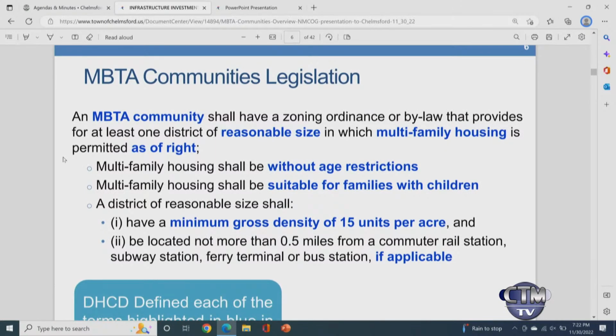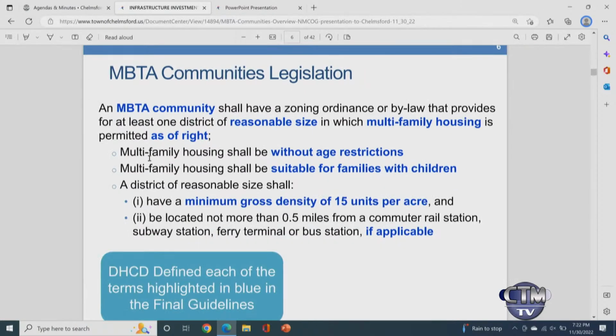The MBTA community requirement is such that you have to provide for at least one district of some nature, or some area of a reasonable size, in which multifamily housing is permitted as of right. Multifamily housing cannot have any age restrictions. It must be suitable for families with children, and it has to have some sort of reasonable size. In the state law, the reasonable size mentions that it must have that minimum gross density that I mentioned and some locational requirements. DHCD defined the terminology relevant here that's in bold on the screen in the final guidelines. Next slide, please.